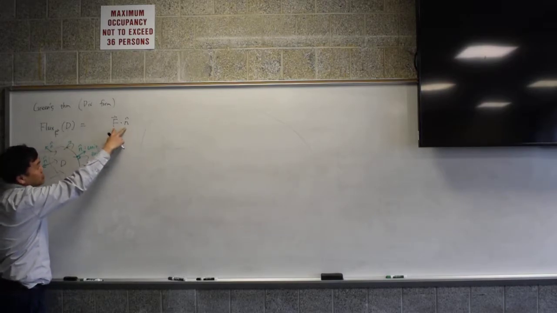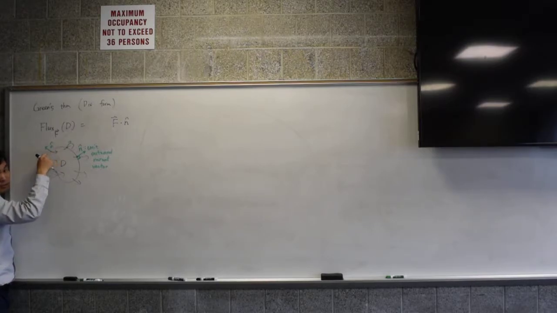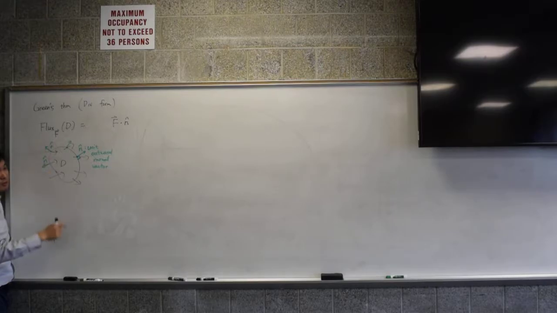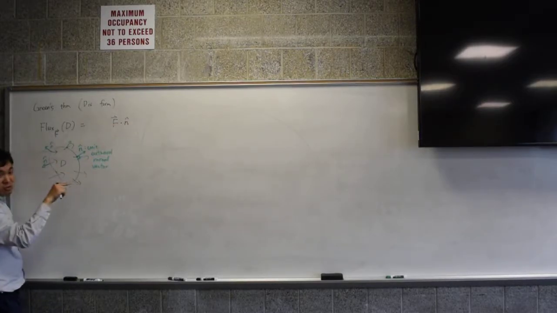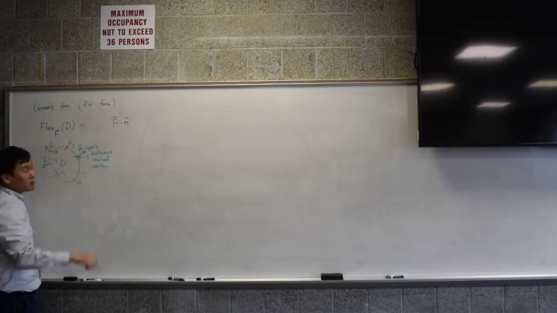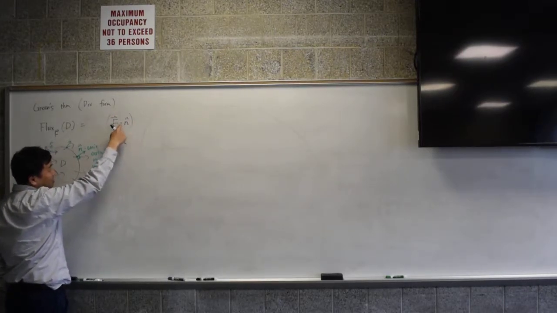Okay, so this is positive. Now let's look at this case where the vector field is going into the domain. The angle between the two, the N vector and the F vector, is greater than 90 degrees. Therefore, the dot product is negative. Okay. So this kind of measures whether the vector field is trying to go into the region or tries to come out.